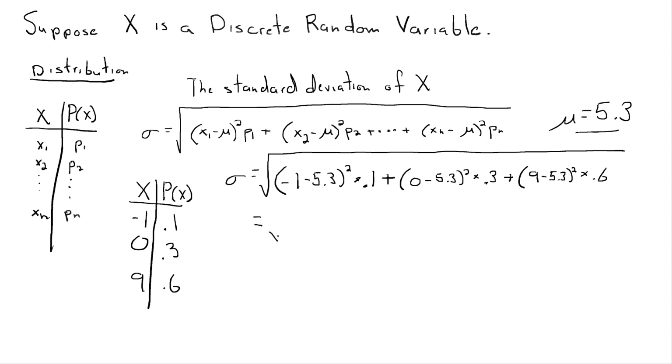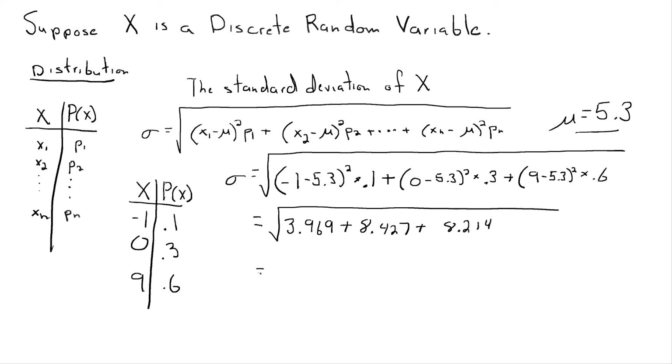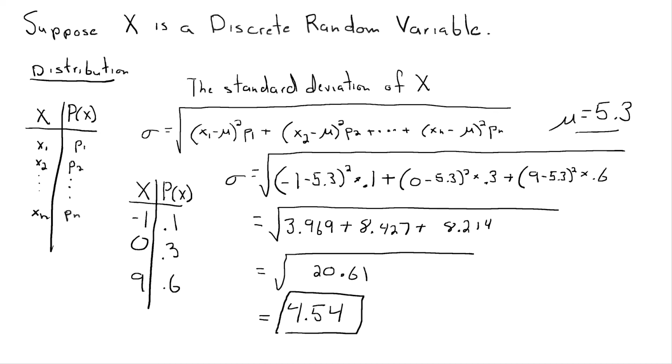Which, when we work that out a little bit, we're going to have the square root. We'll work out what's inside the square root for us. What we'll get is 3.969 for the first part, plus 8.427 for the next part. And for the last part, we'll get 8.214. And when we clean up the inside there a little bit more, we're going to get 20.61, which comes out to being 4.54, which is the standard deviation for our distribution.